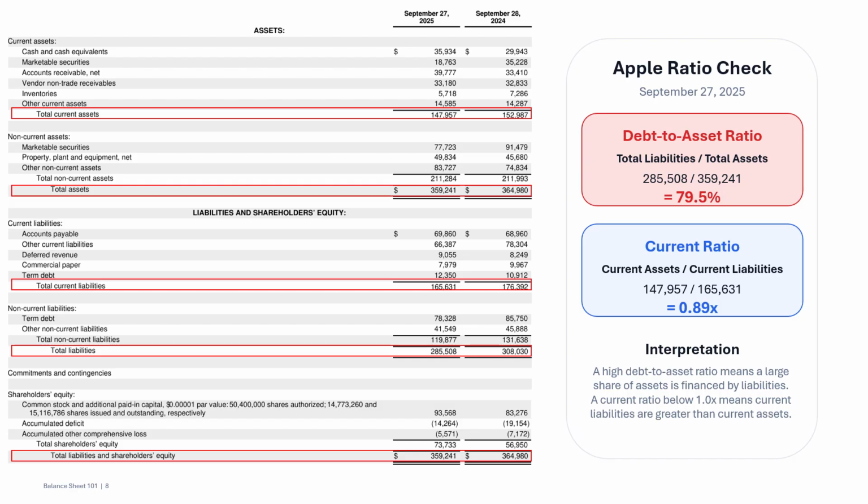Now, did you get the right answer? The debt to asset ratio is about 79.5%. This means a large share of Apple's assets is financed by liabilities. The current ratio is 0.89 times. That means that Apple's current liabilities are larger than its current assets at this point in time. But remember, ratios are starting points, not final conclusions. A strong company can still have a current ratio below 1 depending on its cash flow, business model, and access to financing.